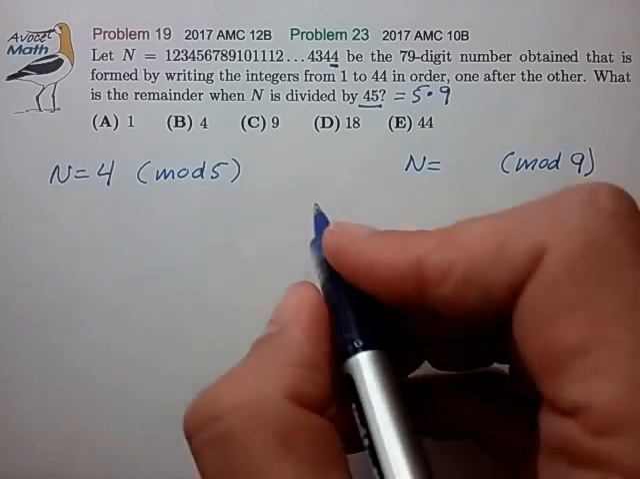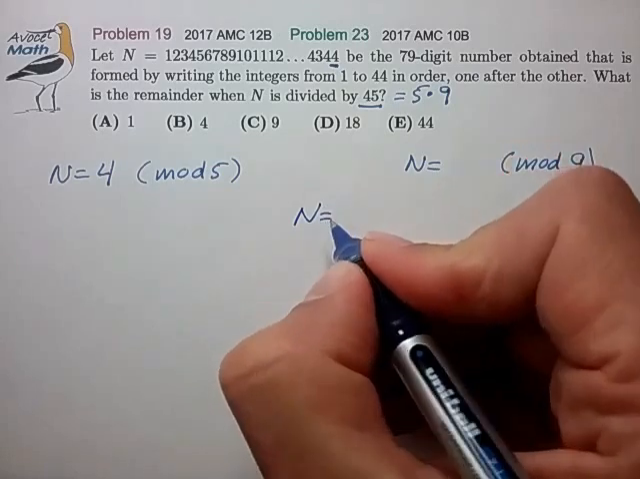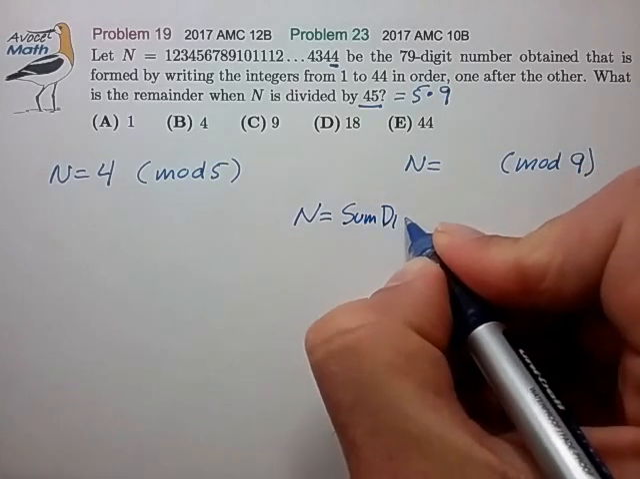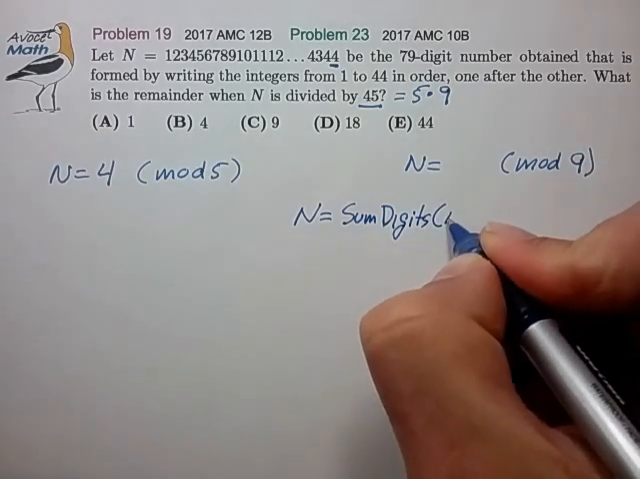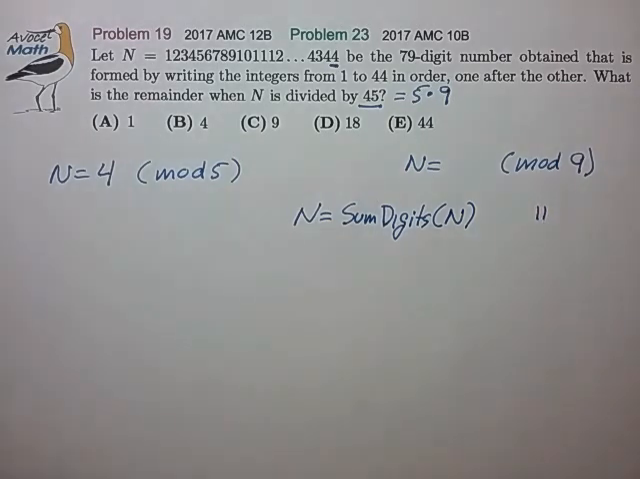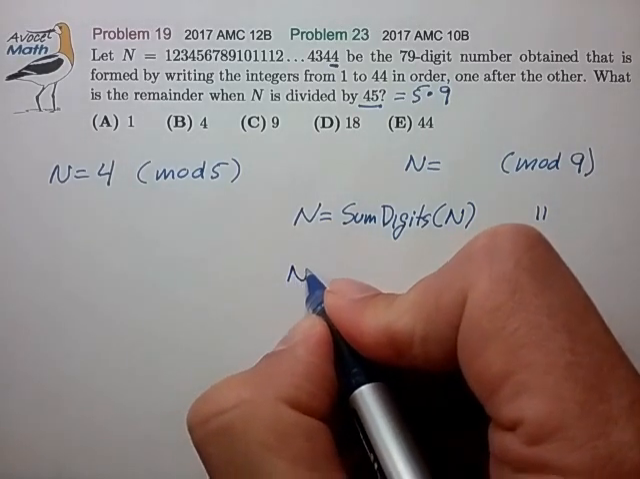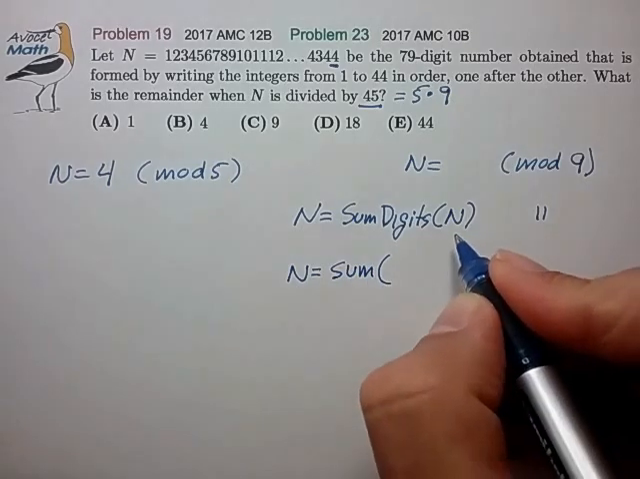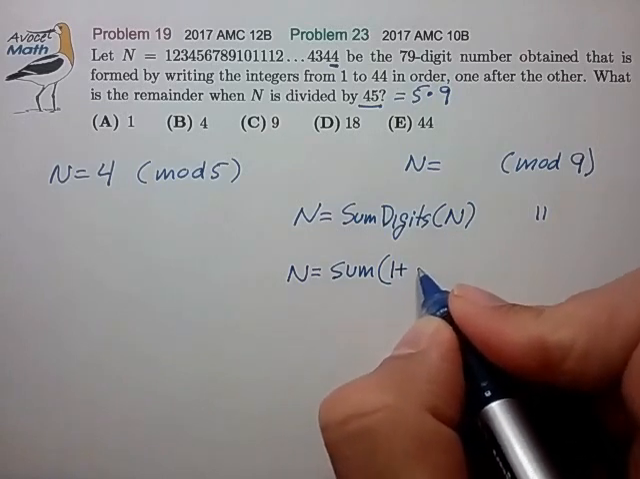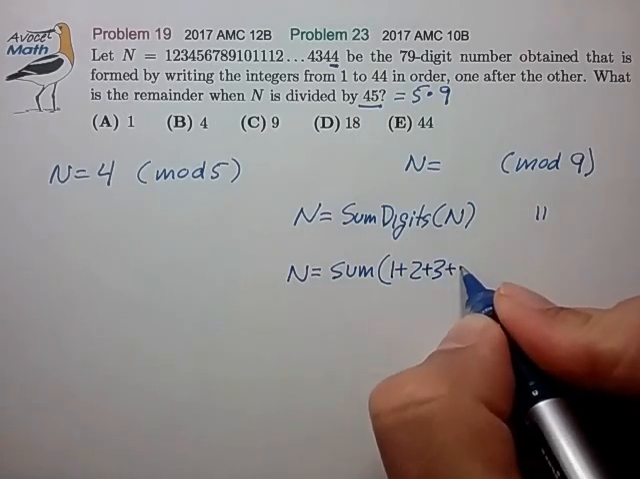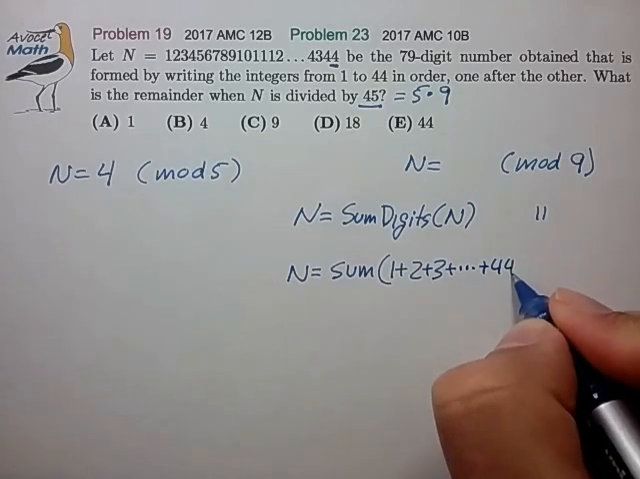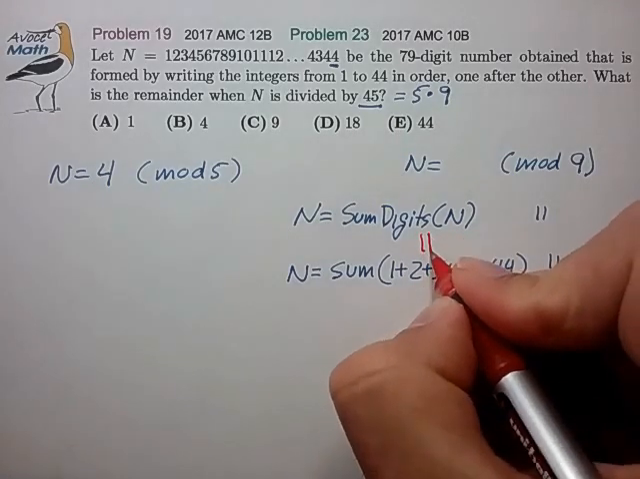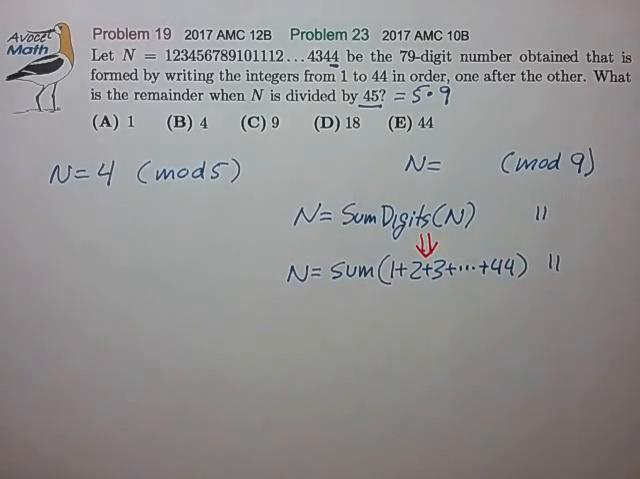Now from the previous video we know that in mod 9, n is also equal to the sum of the digits of n, again in mod 9. And we can take the next step to find out that n is also equal to the sum of the actual numbers from 1 to 44, again in mod 9. Now this last step is a little bit tricky, so check out the description section to see how we got from the second line to the third line.